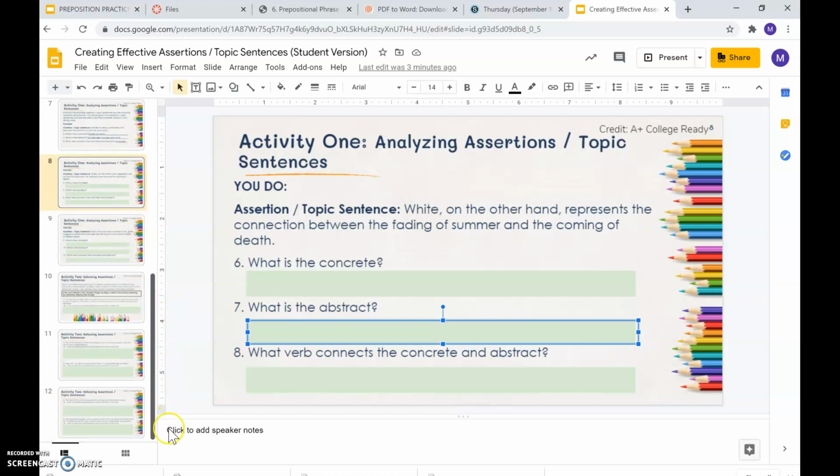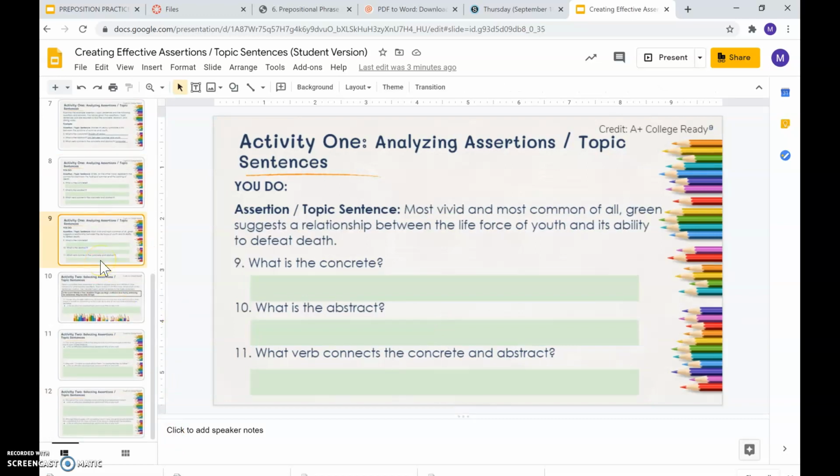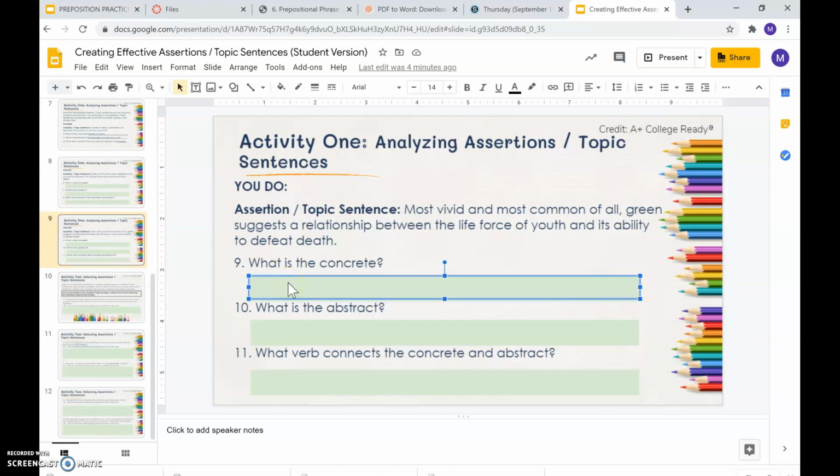Let's keep going. So we're going to practice again. Here's your assertion or topic sentence. Most vivid and most common of all, green suggests a relationship between the life force of youth and its ability to defeat death. We'll read it again. Most vivid and most common of all, green suggests a relationship between the life force of youth and its ability to defeat death. What is the concrete?